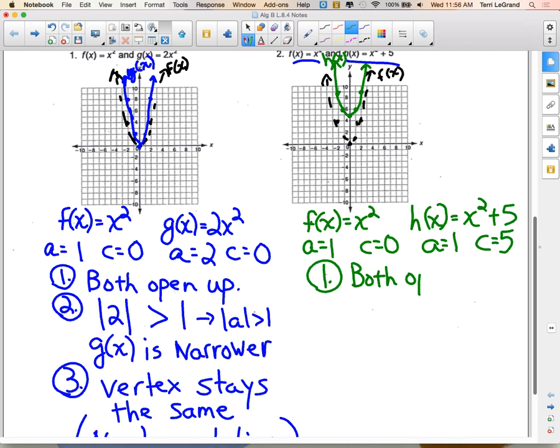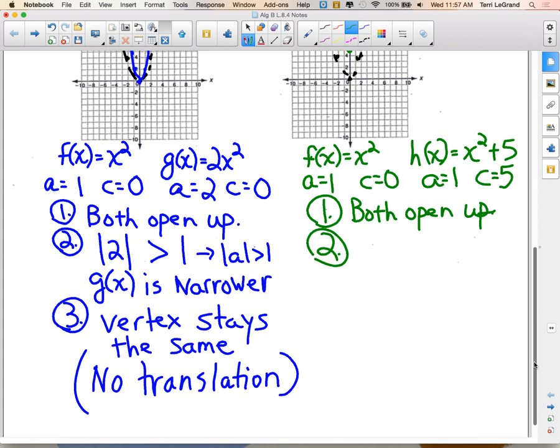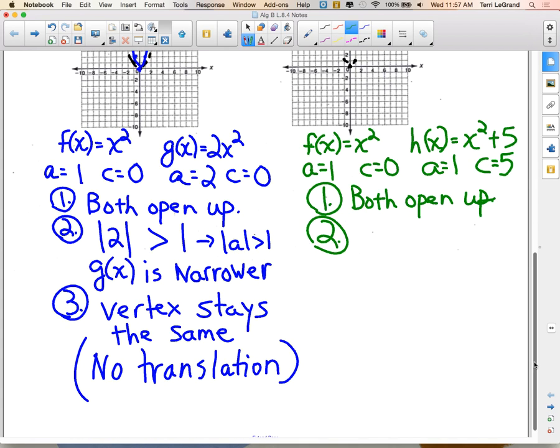They're both positive A values, so both open up. How about the other thing A controls? A controls the width of it, okay? So we're going to compare their A values. So we have A is equal to 1, and we have A is equal to 1 over here.